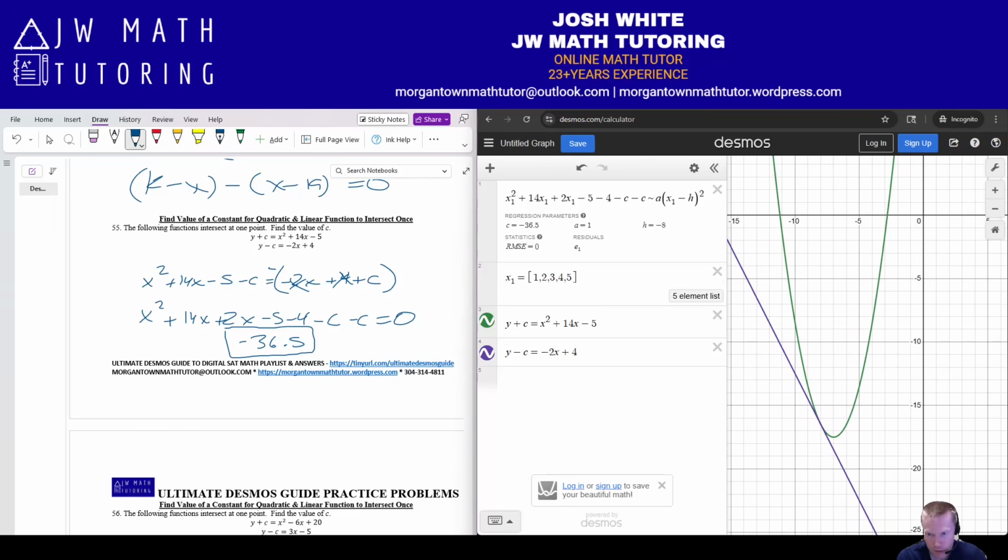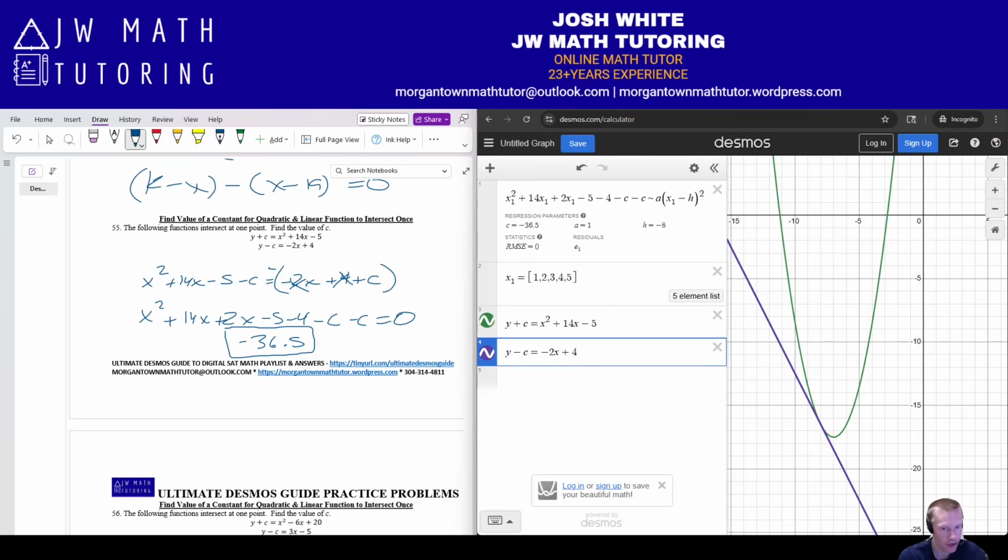Where is the intersection point? It looks like it's somewhere maybe at negative 8, negative 16.5, somewhere right around in there, but we're not necessarily concerned with that for this problem because we only want the c value. That's all that we're asked to find.